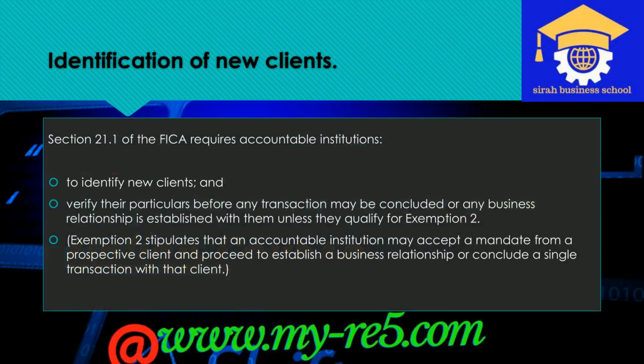Identification of new clients. Section 21.1 of the FICA requires accountable institutions to identify new clients and verify their particulars before any transaction may be concluded or any business relationship is established with them unless they qualify for Exemption 2. Exemption 2 stipulates that an accountable institution may accept a mandate from a prospective client and proceed to establish a business relationship or conclude a single transaction with that client.